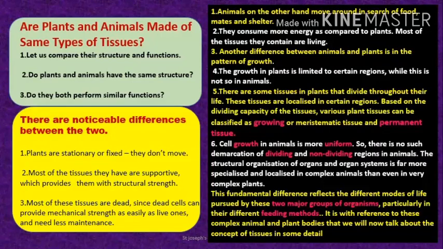Animals have to move from one place to another for three reasons. And what are the three reasons? In search of food, in search of mate and for shelter. Second point is they consume more energy as compared to plants.